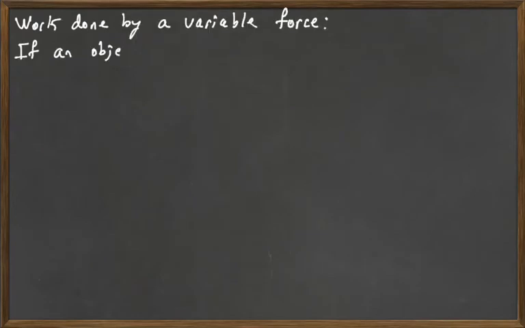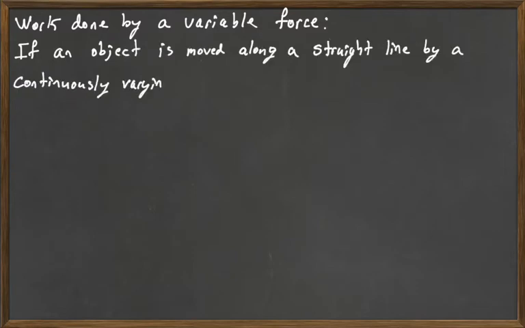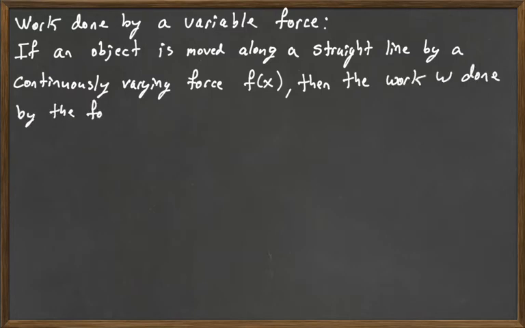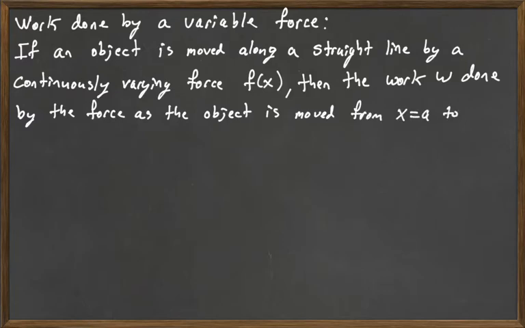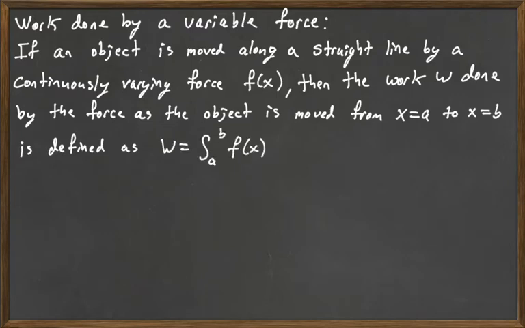So work done by a variable force, and so we say if an object is moved along a straight line by continuously varying force, and we'll call that f of x, then the work W done by the force as the object is moved from x equals A to x equals B, is defined as the work equals the integral from A to B, f of x dx.